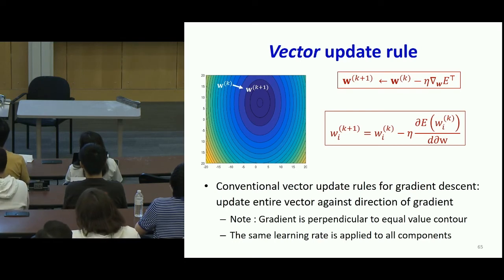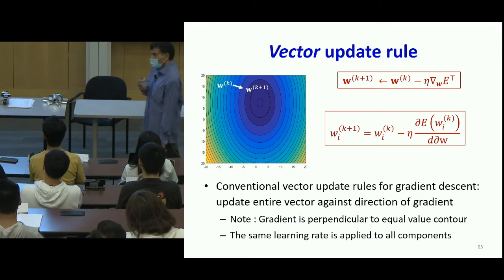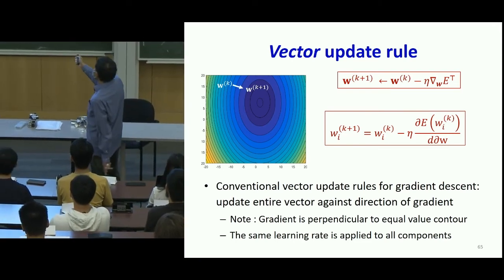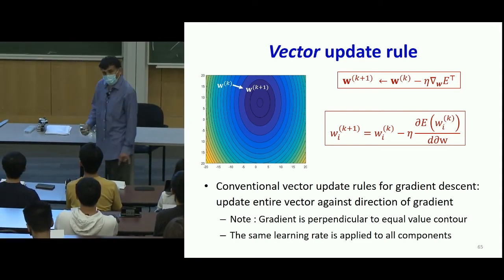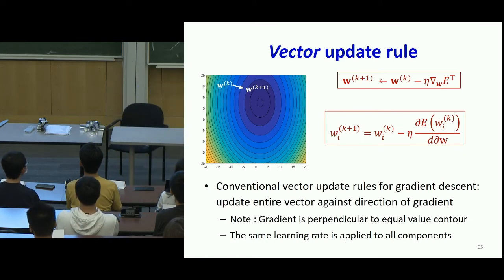Now, if I'm using gradient descent, here's what happens. This is the gradient update rule that we use, right? You take a step against the gradient, which means the step size is the same in every single direction, right? Does anybody see a problem with this?